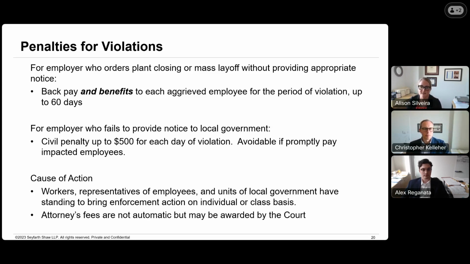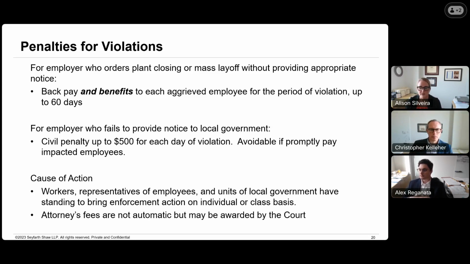I know there are states that allow you to pay in lieu of notice. There are states that prohibit pay in lieu of notice. So if you're thinking about providing pay in lieu of notice, it's pay and benefits. And you should talk to counsel in the jurisdiction of the impacted plant to make sure that that's okay in the state where the impacted location is located.